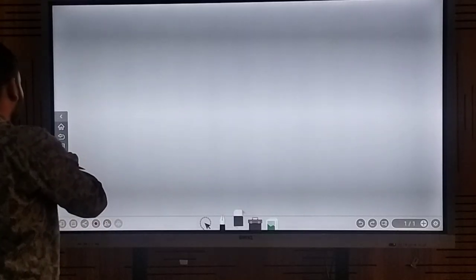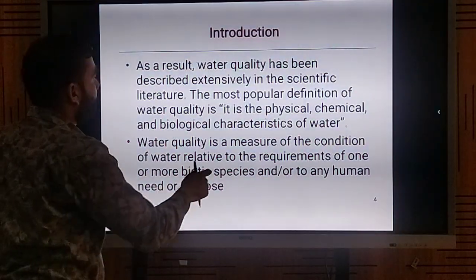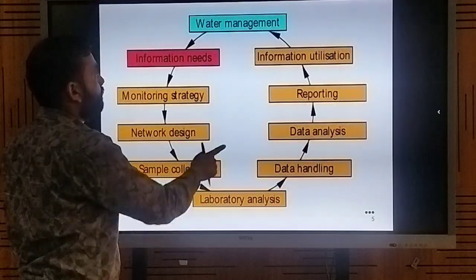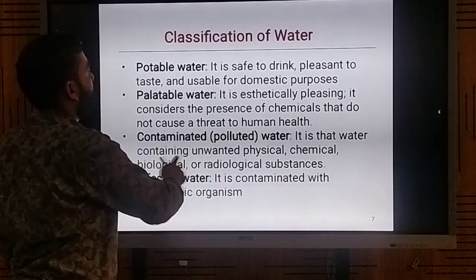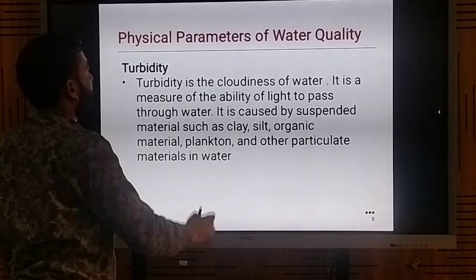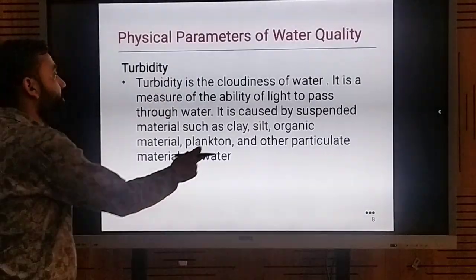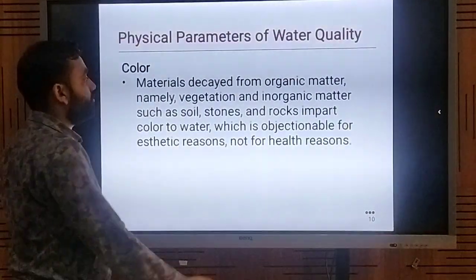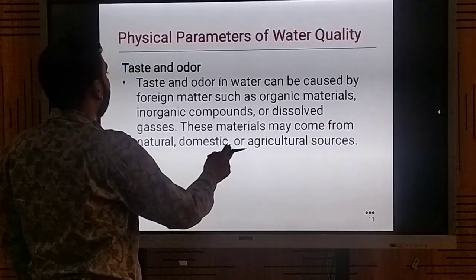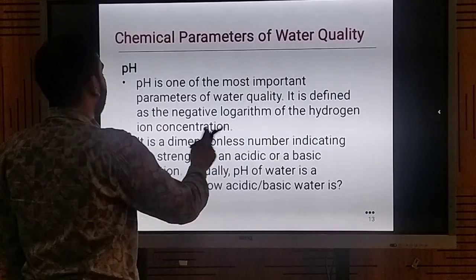Now, these water quality parameters are also studied in physical water quality parameters. First is turbidity, second is temperature. We have discussed all in detail. Color, taste and odor, solids, and last one.